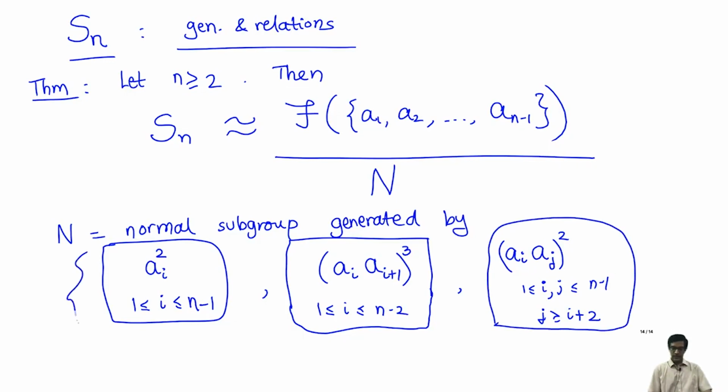So this is the third collection of elements you need, and together they give you a collection of relations. They give you a set of elements, and the normal subgroup generated by this set is exactly going to be the kernel of the map from the free group to this. Let me give you an indication of the proof, which is almost along the same lines as for S3. So let F denote the free group on these n minus 1 generators.